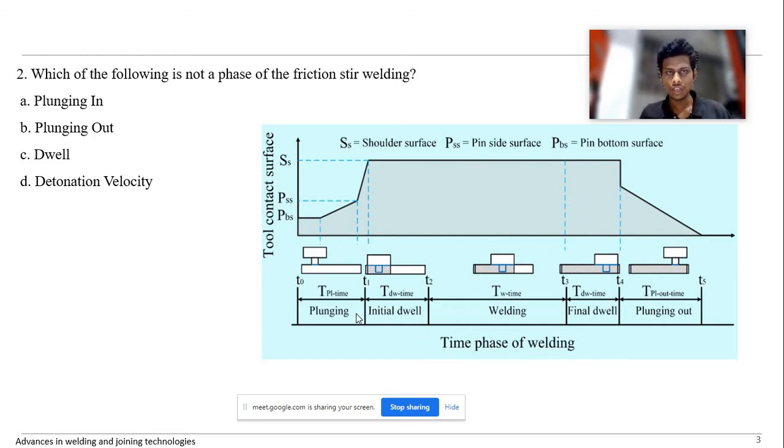In the figure, I can observe that this duration is plunging. The contact surface will be increasing as shown on the y-axis, because we are giving only a downward motion, no transverse direction motion. There is no welding yet. After that, we hold for some time. That is called initial dwell. Once the dwell is done, we move the tool in the transverse direction to get the welding. Once the welding is done, we wait for some more time as a final dwell, and then we plunge it out, and the desired weld is achieved.